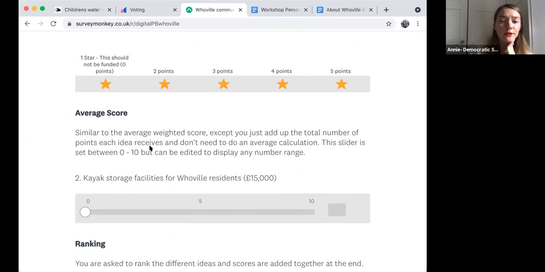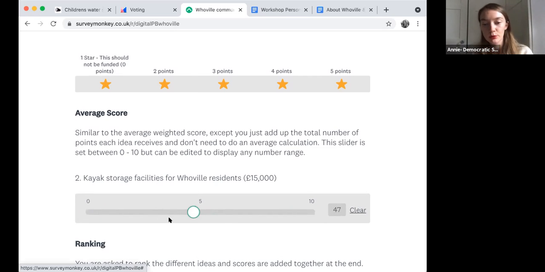So average score, it's similar to average weighted score, so you could add up the total number of points each idea receives, and then you could do an average calculation. That involves a little bit more maths, but it could involve any number, so you could actually just add a budget. If you wanted to change the way you design it, it could just be a budget. So kayak storage facilities for Whoville residents, yes or no, so you can do a bit of a slider.